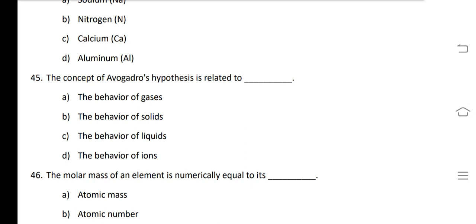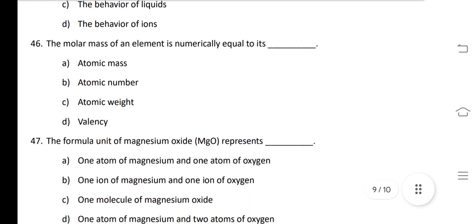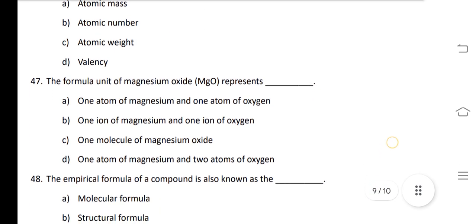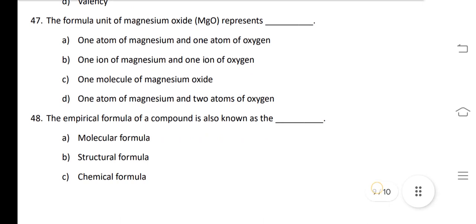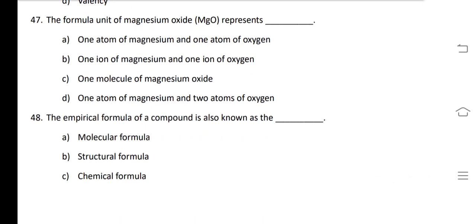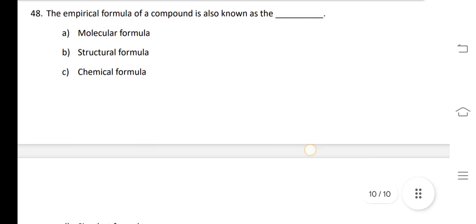Avogadro's hypothesis is related to the concept of behavior of ions. Our next question is, the molar mass of an element is numerically equal to its atomic mass. Our next question, the formula unit of magnesium oxide represents one atom of magnesium and one atom of oxygen. Option number A is correct. Again empirical question, leave this.